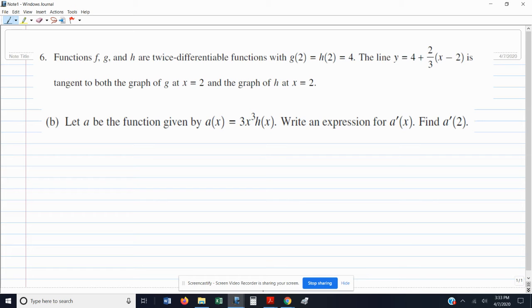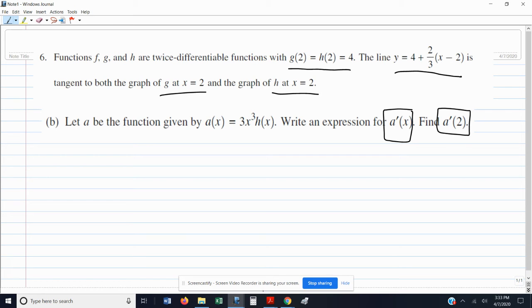All right, so we have functions f, g, and h that are twice differentiable. They give us g of 2 and h of 2 are both equal to 4. The line y equals 4 plus 2/3 times the quantity x minus 2 is tangent to the graph of g at x equals 2 and the graph of h at x equals 2. Part B says a is a function given by, they're defining a new function, A of x equals 3x to the third h of x. Write an expression for a prime of x and find a prime of 2.